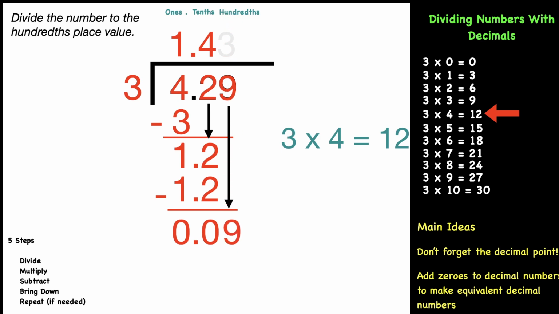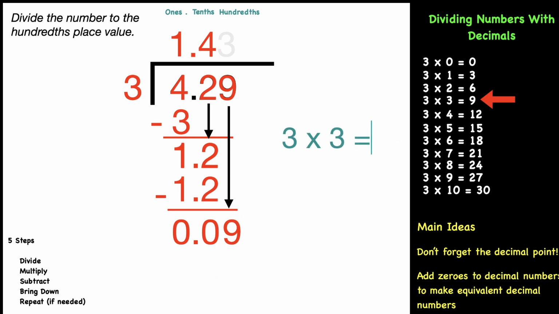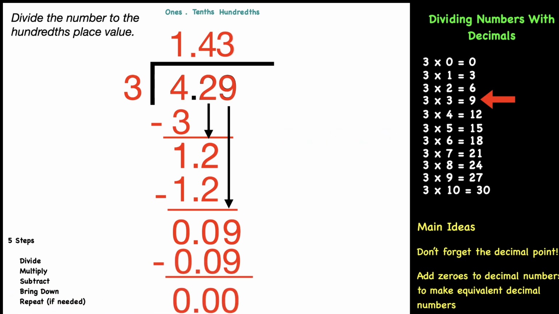And now we have 9 hundredths. Let's start with the divide step again. How many times can 3 go into 9 hundredths without going over? On our facts there, that would be 3 times 3 equals 9. The 3 times 3, the 3 goes in the hundredths place at the top, and the answer of 9 goes on the bottom, but we convert that to 900 hundredths since we're dealing with decimals today. When we subtract, we get 0 remainder. So our answer is 1 and 43 hundredths.